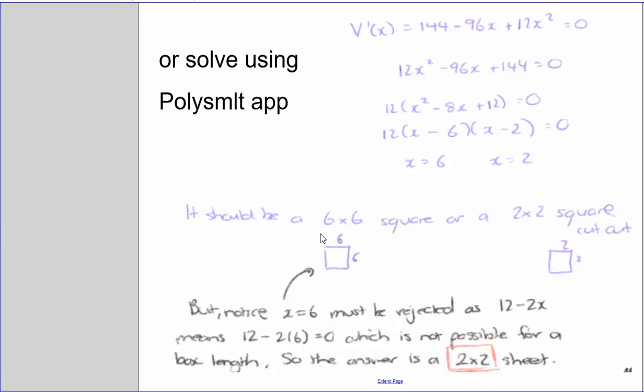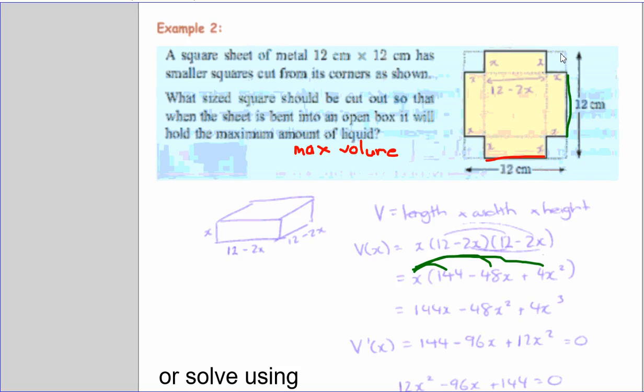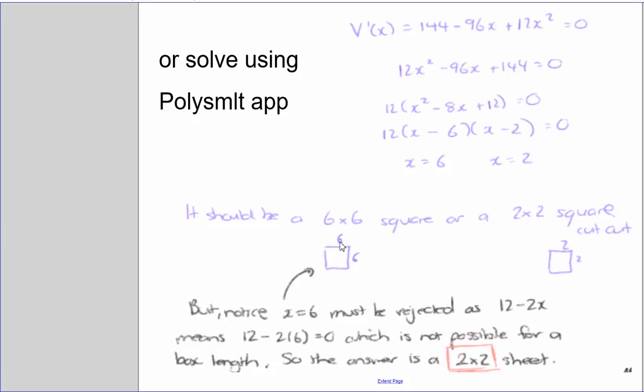So this one should be rejected because, for example, if that length here is 6 and this whole length here is 12, then 12 minus 6 would just make this 0, which doesn't make sense at all. You wouldn't even have a box anymore, would you? So 12 minus 6 is wrong. We need to reject x equals 6 as the answer. But if you did 12 minus 2 just means this length here is 8. That's perfectly okay. So we reject this answer and we accept that answer.